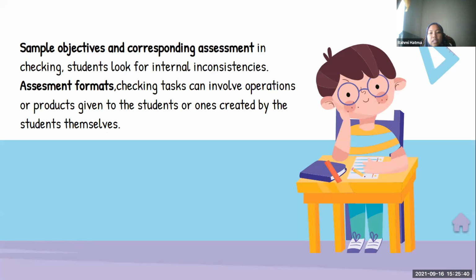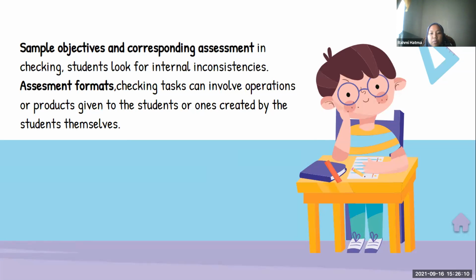Sample objectives and corresponding assessment in checking. Students look for internal inconsistencies. There are two examples of sample objectives: the first is a sample objective in social sciences and the second is in the sciences. In social sciences, it could be to learn in detecting inconsistencies in persuasive messages, while a sample objective in the sciences could be to learn in determining whether a scientist's conclusion follows the observed data.